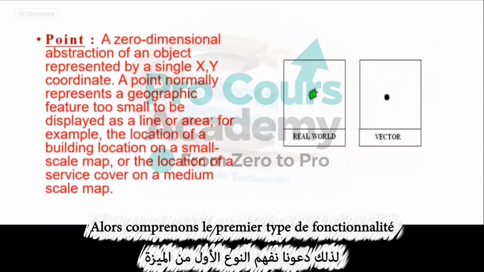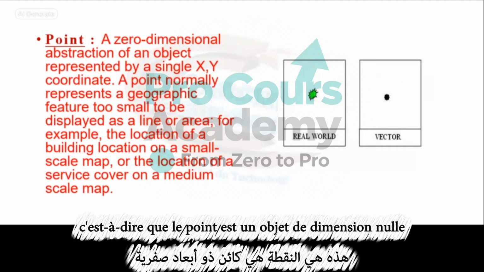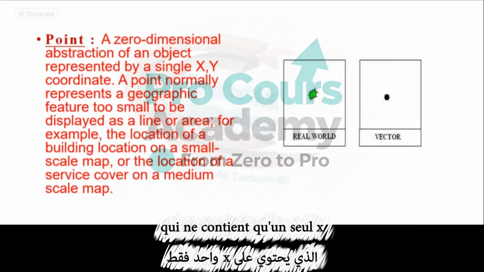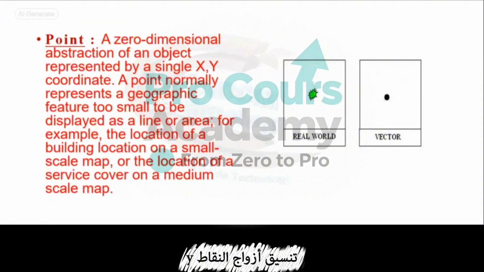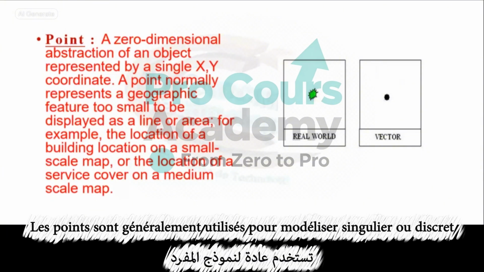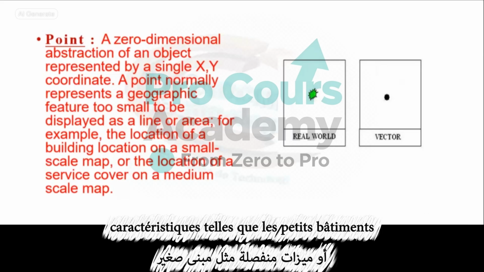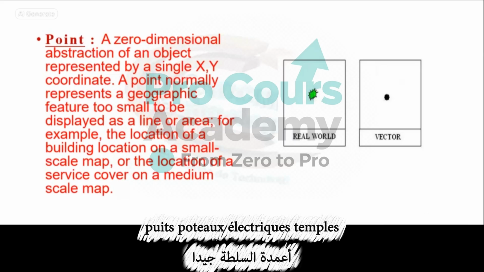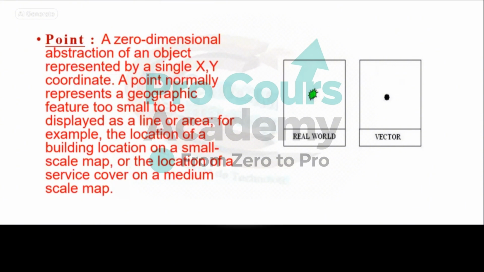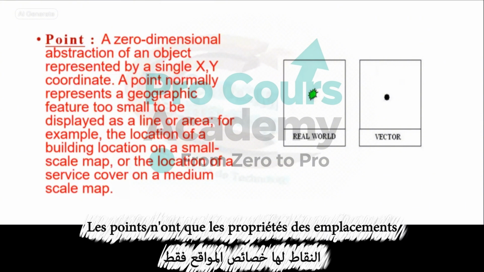So let's understand the first type of feature, that is point. A point is a zero-dimensional object that contains only a single x, y coordinate pair. Points are typically used to model singular or discrete features such as small buildings, wells, power poles, temples, trees, etc. Points have only the properties of location.